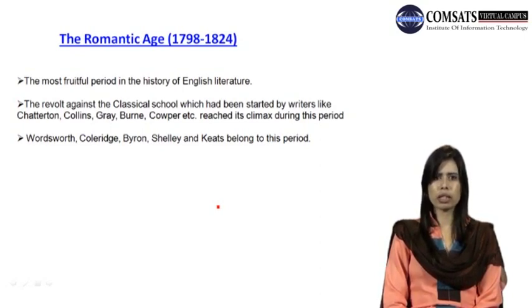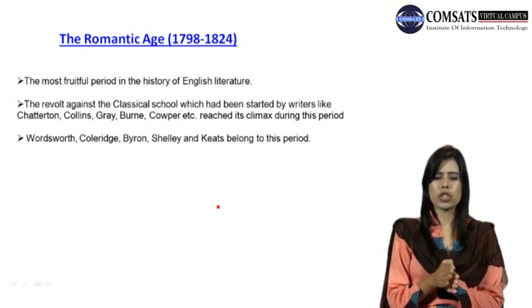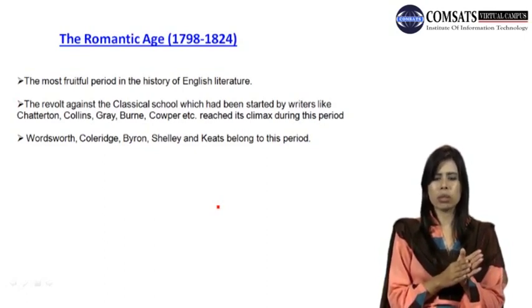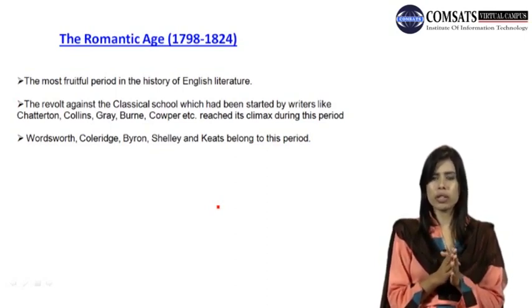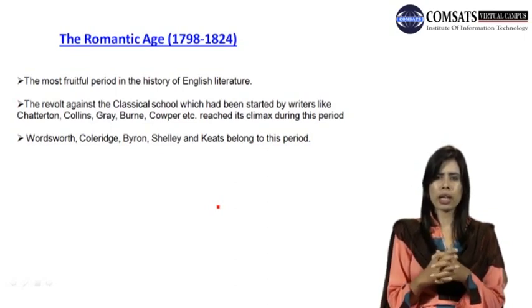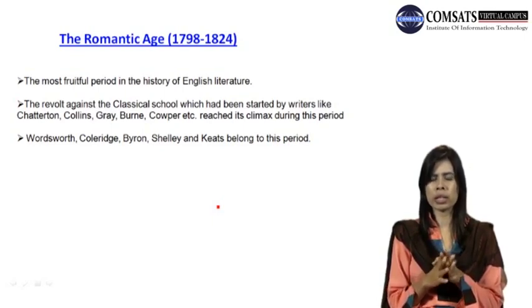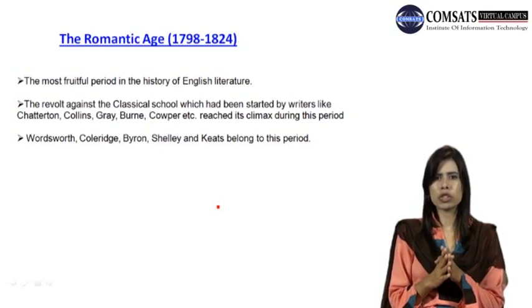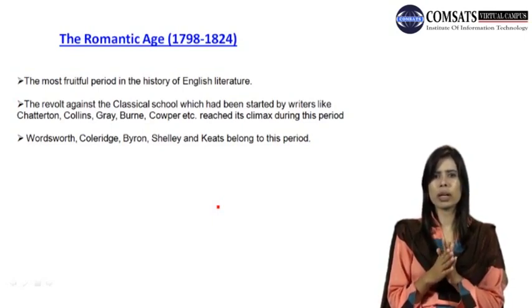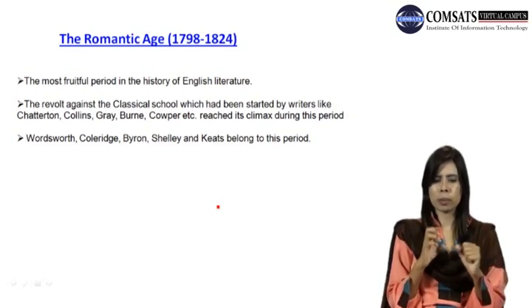The revolt against the classical school. My dear students, the revolt against the classical school, which had been started by writers like Chatterton, Collins, Gray, Burns, Cowper, etc., reached its climax during this period. That was a period of high climax for these writers, how they revolted against the classical movement in the history of English literature, and then introduced romanticism in literature.